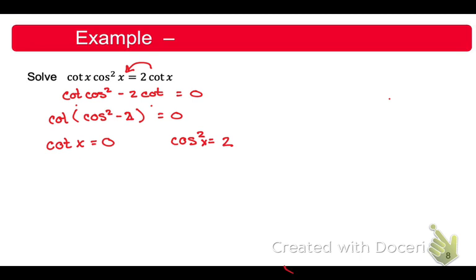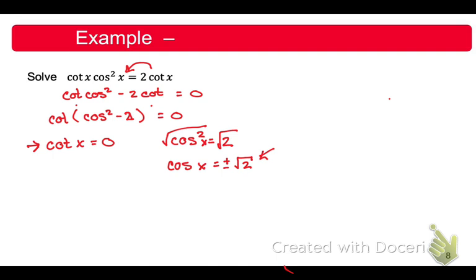So the cosine squared, I have to take the what of both sides? Square root. So I have cosine of x equals plus or minus the square root of 2. And then I have cotangent is 0. So we can do the cotangent of 0 without a calculator, correct? Can I do this one without a calculator? No. You know square root of 2 over 2, but you know square root of 2 over 1? No. So I'd have to use a calculator on it, wouldn't I?